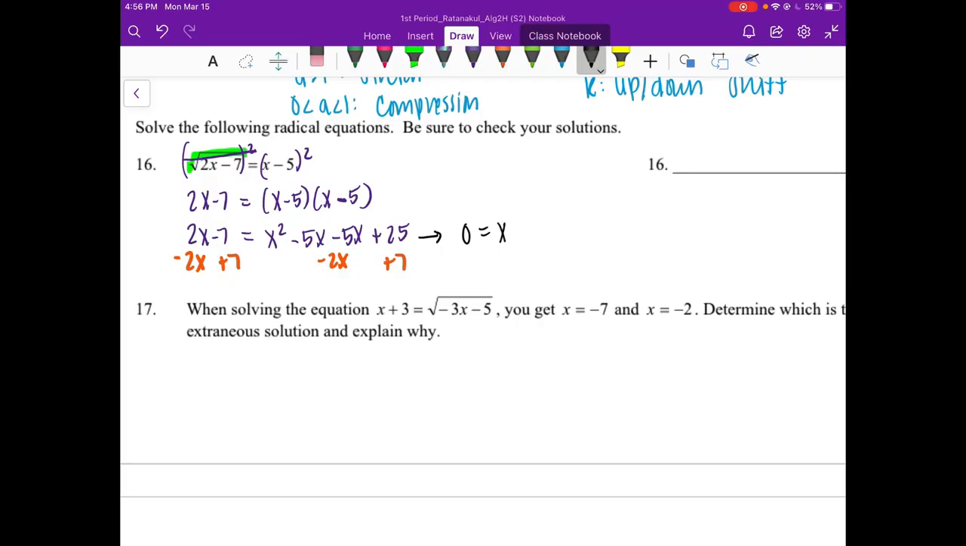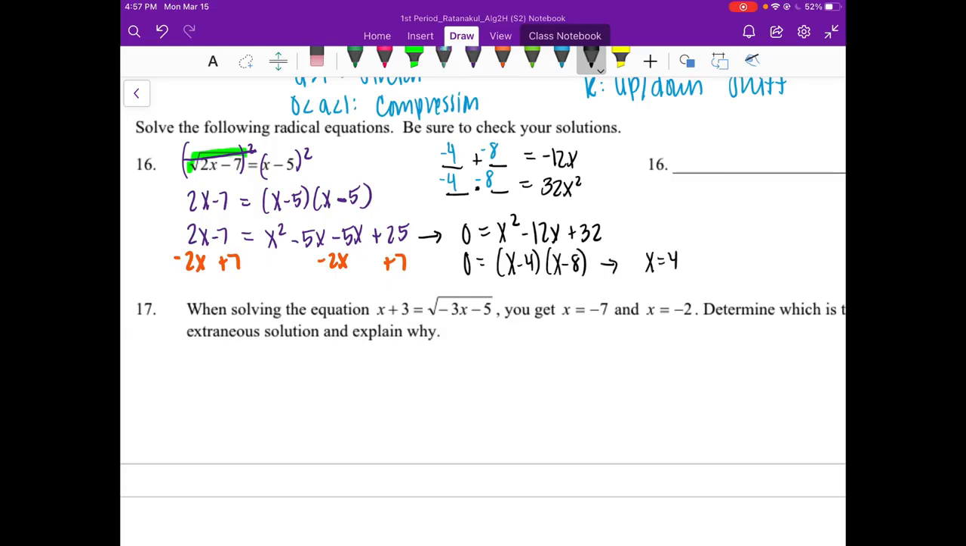So I will have 0 equals x squared minus 12x plus 32. I'm going to factor, so I'm going to think about something plus something equals negative 12x, and something times something equals 32x squared. I get 4 and 8, but they both need to be negative. So x minus 4, x minus 8, which means x equals 4 and x equals 8.